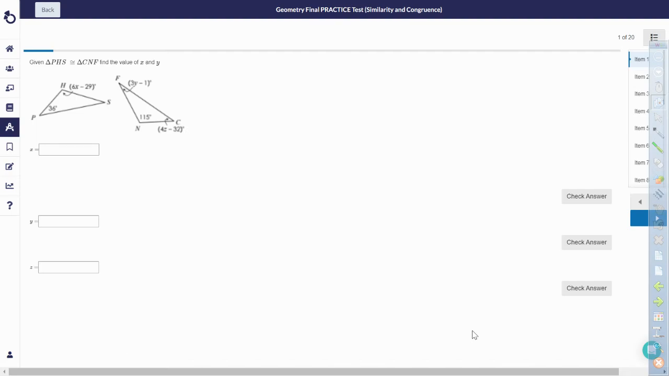Hey, everybody. So we're looking at our practice test for our final today. Really, you can just think of it as the review for the final. When you go to do these problems, just make sure you're showing your work on a separate sheet of paper. There's 20 problems. Almost all of them require some sort of work. So just show what you need to.